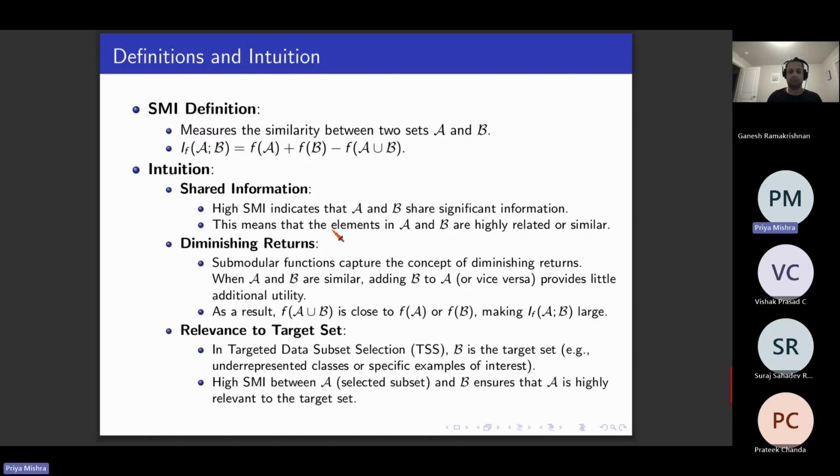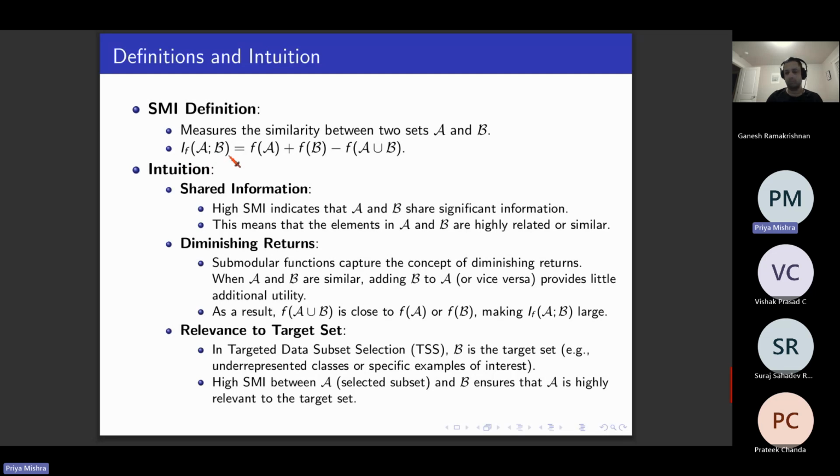Next we will look at submodular mutual information, which is the base function we'll be using in the algorithm. SMI is represented as I on a submodular function f on two subsets A and B. This gives us a measure of the similarity shared between the two sets.